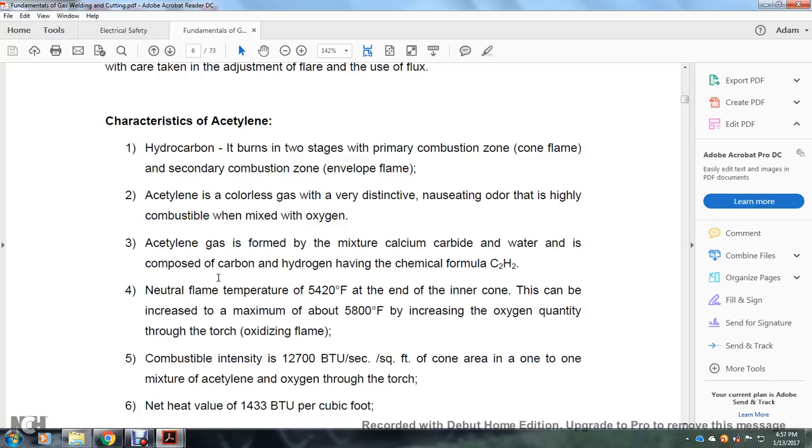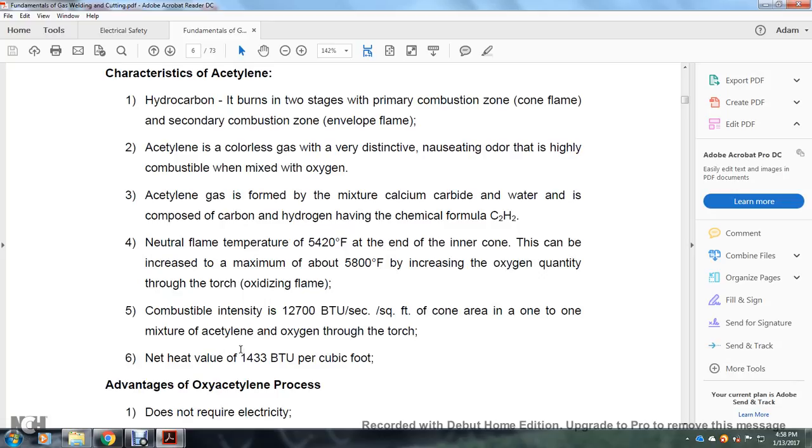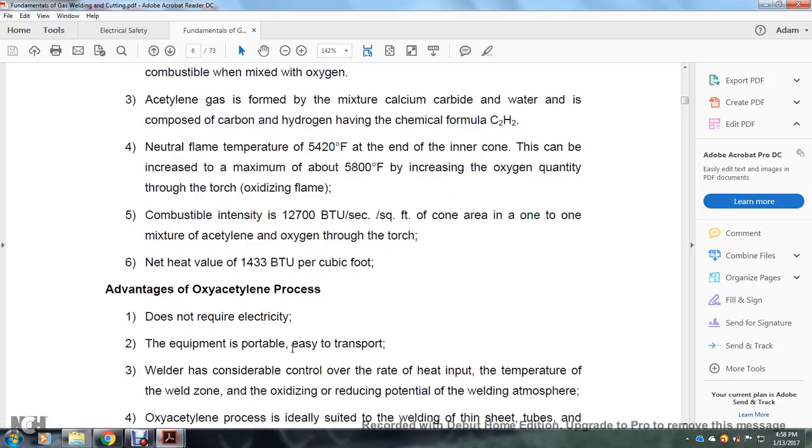The neutral flame temperature is 5,420 degrees Fahrenheit at the end of the inner cone. This can be increased to a maximum of about 5,800 degrees by increasing the oxygen quantity through the torch, creating an oxidizing flame. Combustion intensity is 12,700 BTU per second per square foot in the cone area, with a 1-to-1 mixture of acetylene and oxygen through the torch. The net heat value is 1,433 BTU per cubic foot.